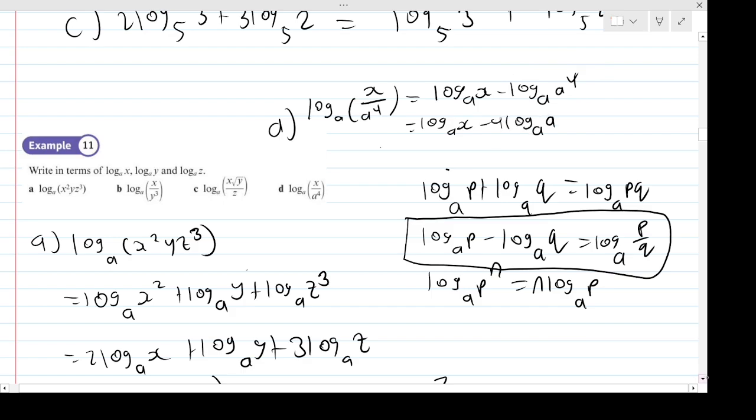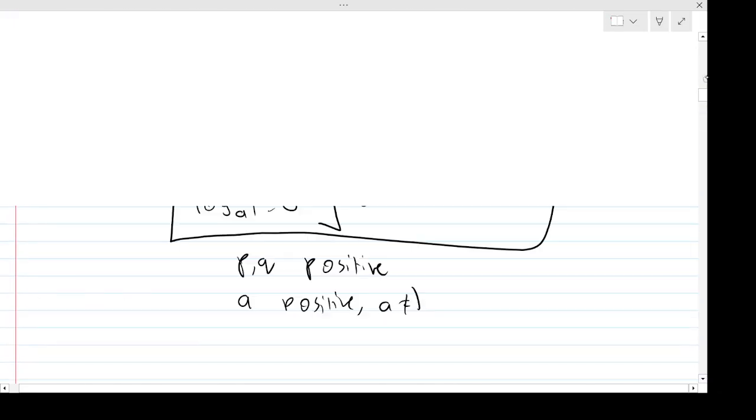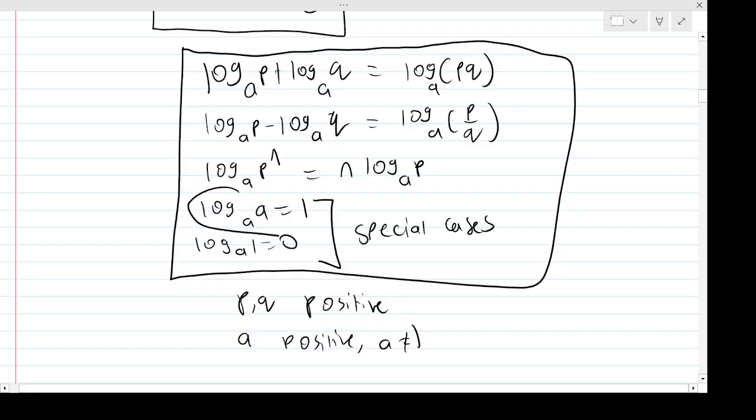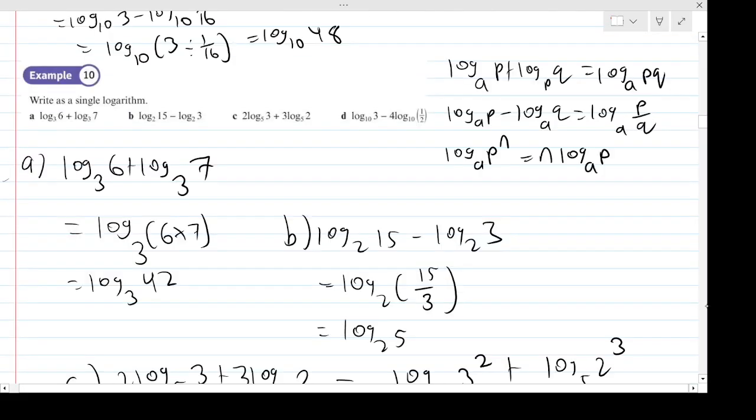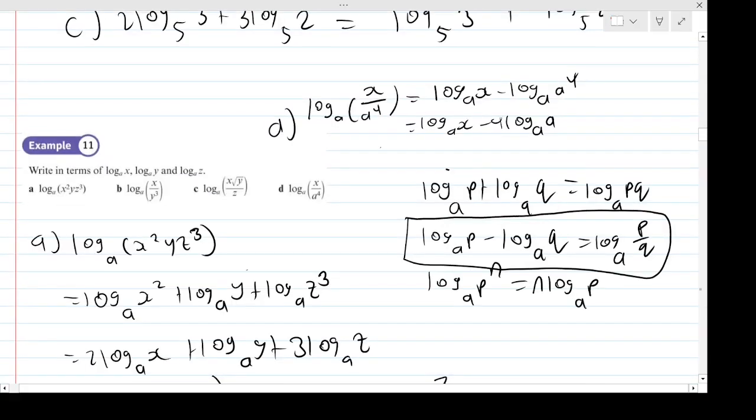But remember this, log a of a. Remember that was another log law we saw up here. Log a of a would always equal 1. Okay, so you need to remember that. So log a of a would equal 1. So that's effectively going to be log a of x, take away 4 lots of 1. So let's just take away 4. And there we are.